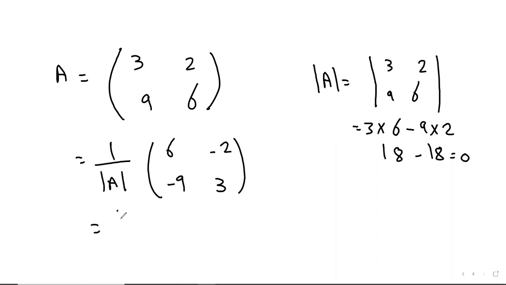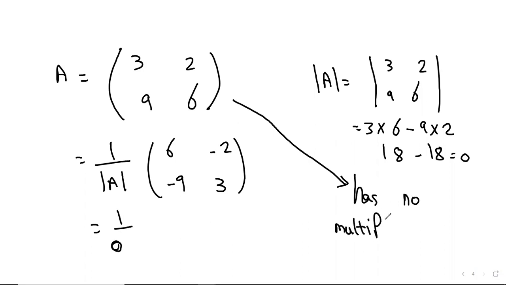Then it's 1 over 0. 1 over the determinant. The determinant is 0, so 1 over 0 has no meaning. So this matrix has no multiplicative inverse. So the matrix has a multiplicative inverse if its determinant is not equal to 0.